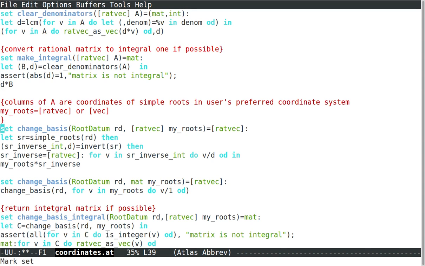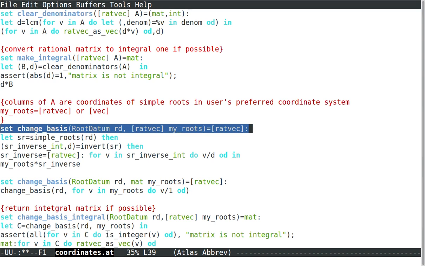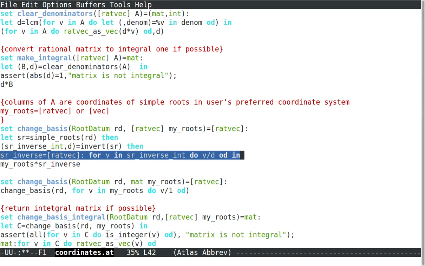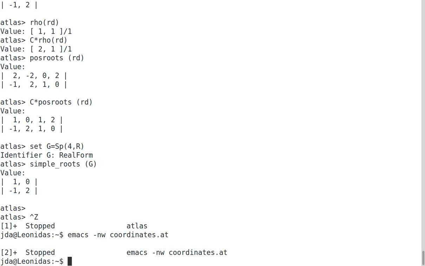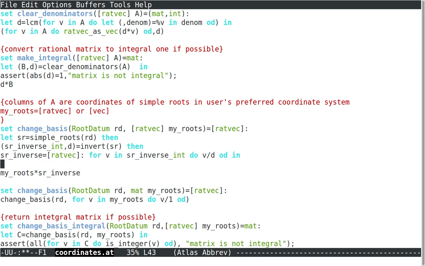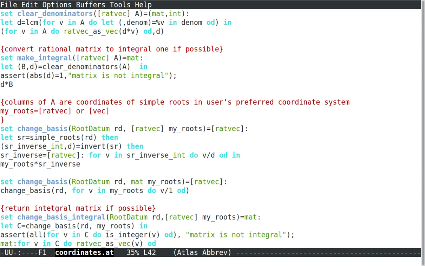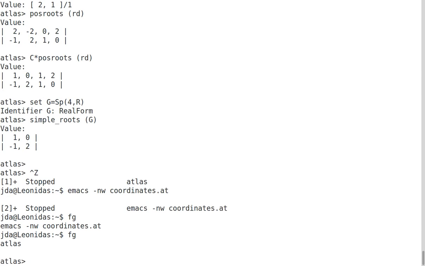The main one is this set change of basis right here. And this does what I just did by hand. It computes this inverse and does this little monkeying around with the denominator in order to give you back the correct matrix. Okay, so let's go back to the software, and let's do a different example.